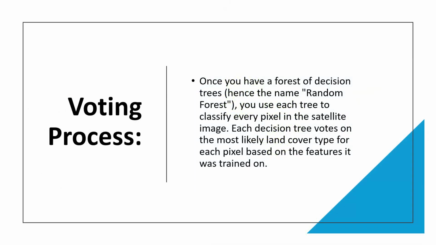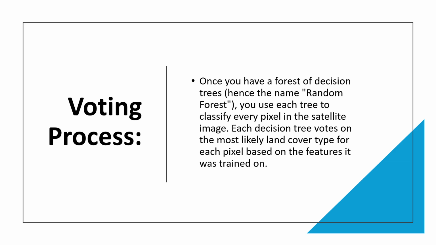That is why it is called random, meaning the basis of classification is different from one pixel to another pixel. For example, it may classify one green pixel based on its texture and another green pixel based on its reflectance.